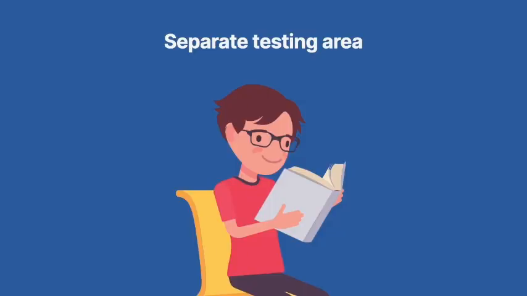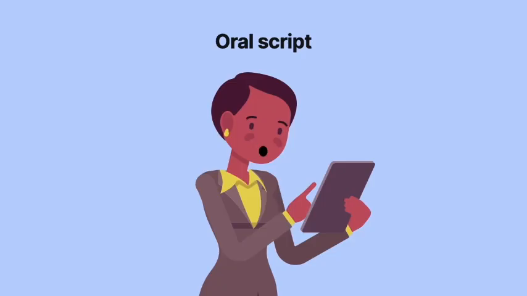Separate testing area. This alleviates distractions and ensures a quiet, semi-private, or private space for students to take exams. Oral script. Some students need tests, assignments, directions, etc. read out loud to increase comprehension. If you're reading a test out loud, it's important that you read each question and answer as it is written on the exam.